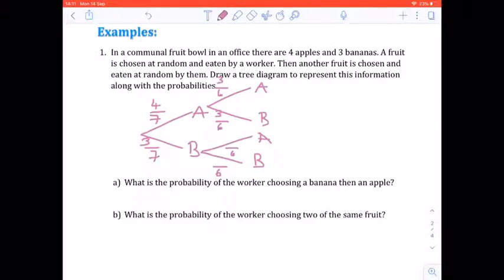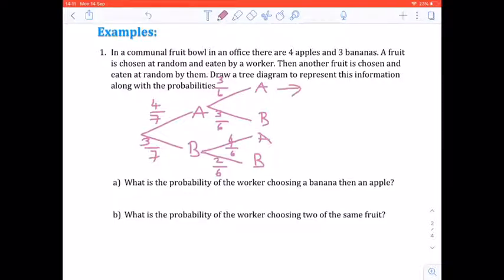Next would be he's chosen a banana first and then he has an apple. So the apples would remain the same. So it would be 4 over 6. For the last one, he chose a banana first, so there were 3 bananas. Now there's 1 less banana because he ate that one, so there would be 2 out of 6.